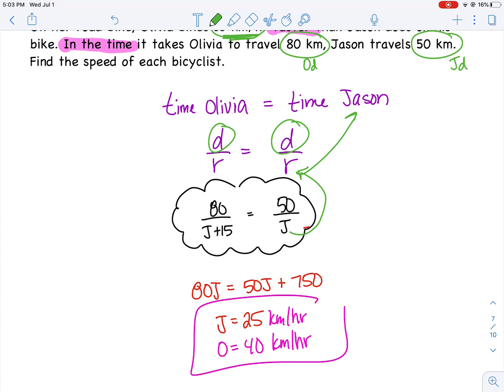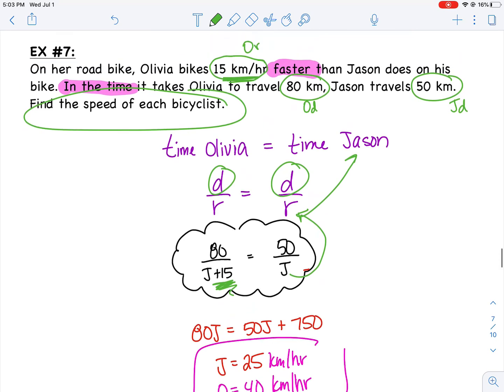That's his speed. But the question also asks us for the speed of Olivia. Well, don't we know that Olivia went 15 kilometers per hour faster than Jason? So if Jason went 25 kilometers per hour, then Olivia went 40 kilometers per hour. I now know the speed of both of the bicyclists.